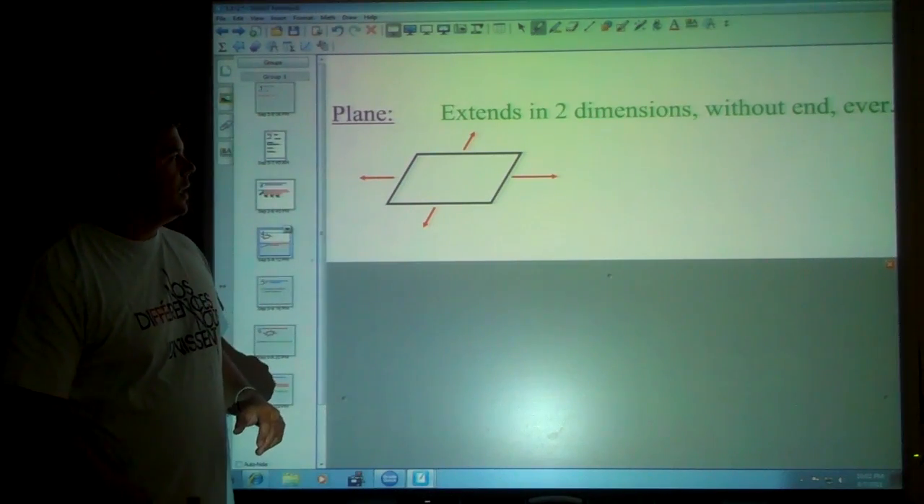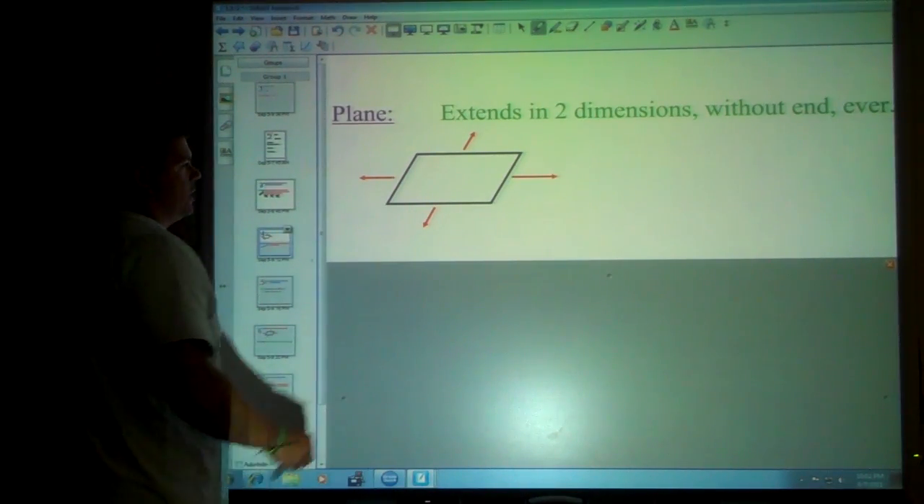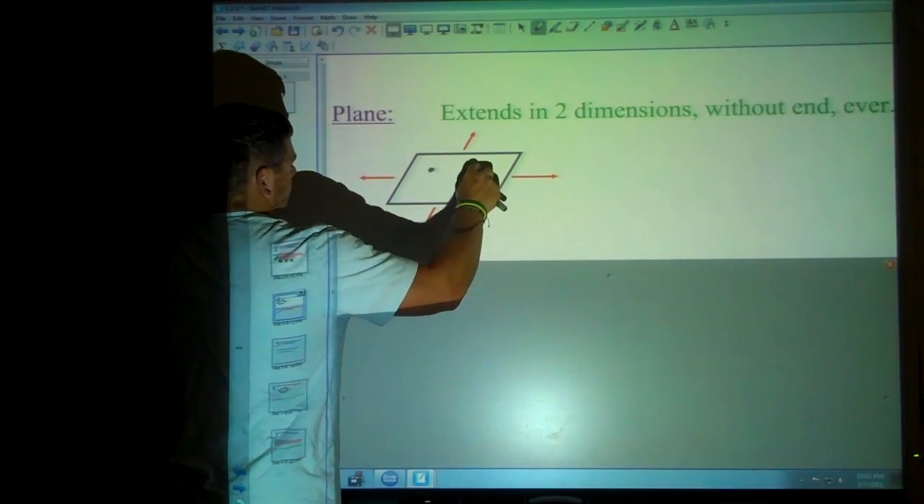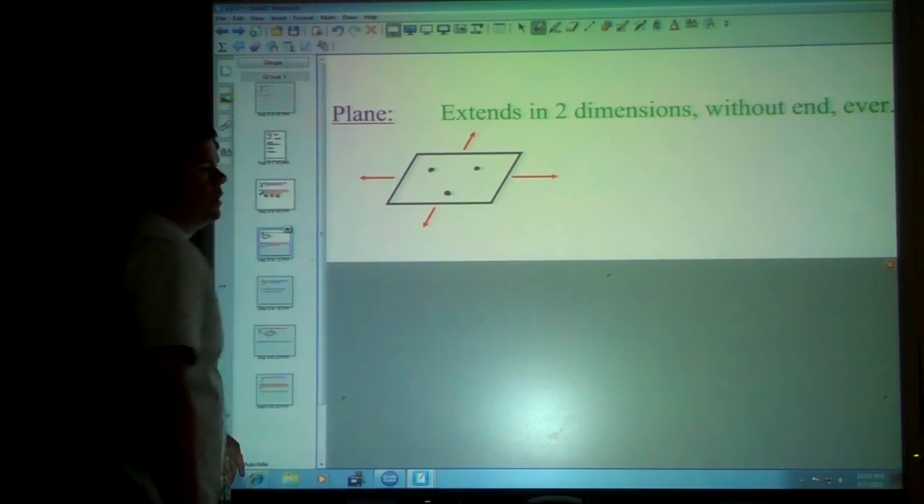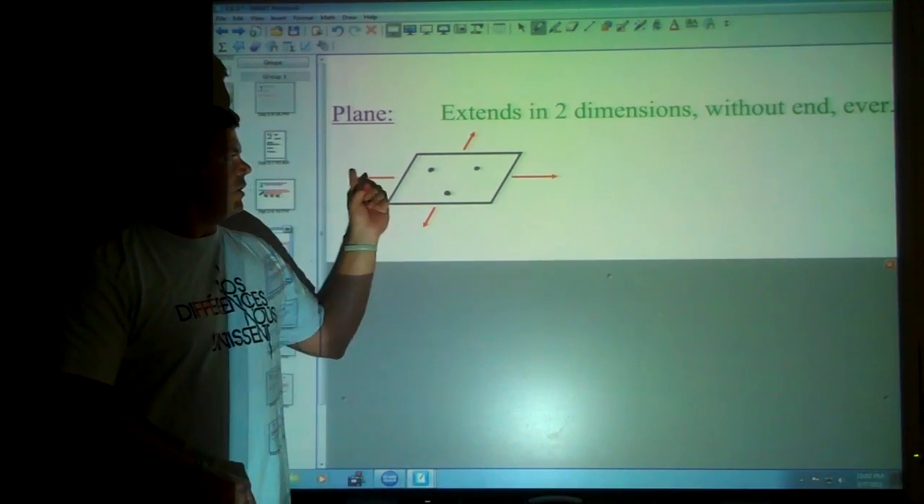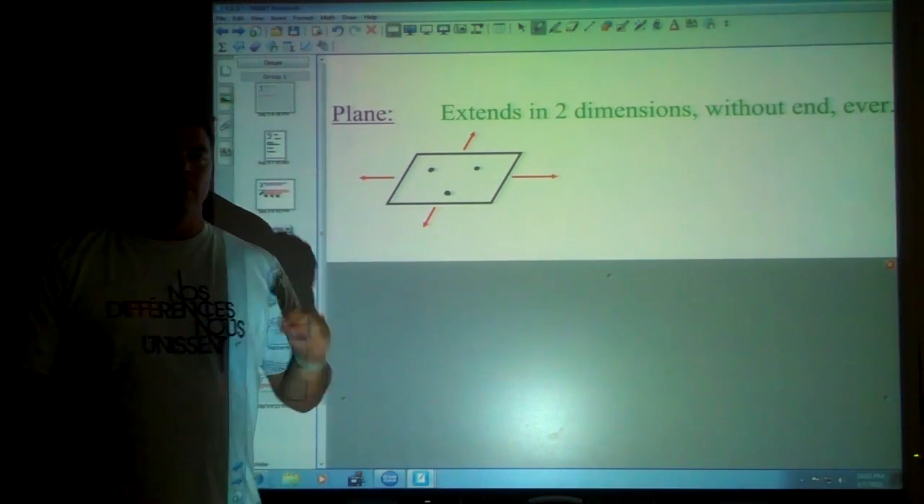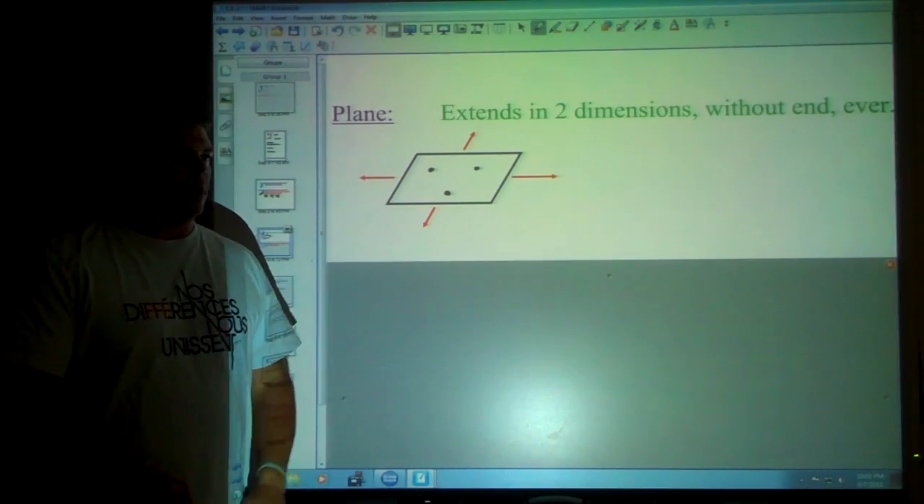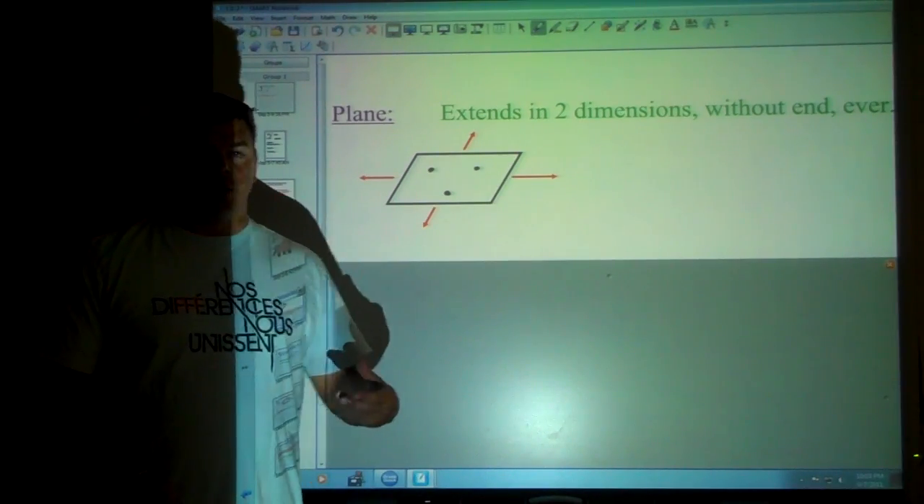considered a plane. It requires 3 points to make a plane. 1, 2, 3. 2 points is not enough to make a plane because 2 points would really be one-dimensional. As long as there's a minimum of 3, then you can have a plane, which is exactly why a tripod works the way it does.